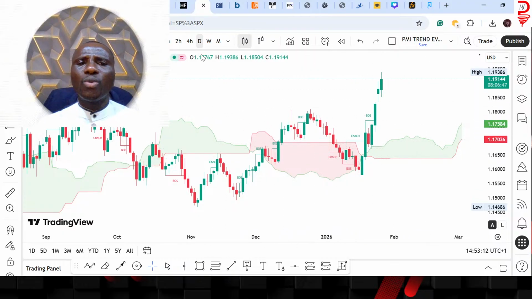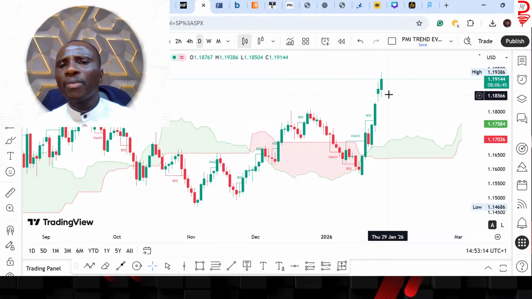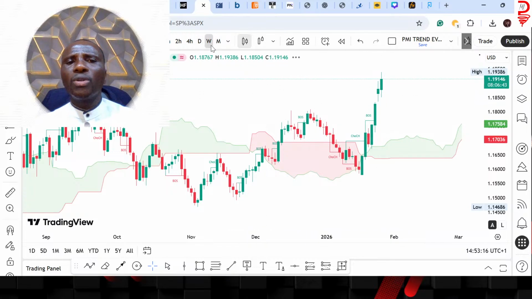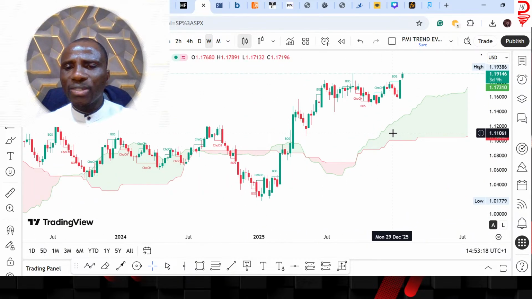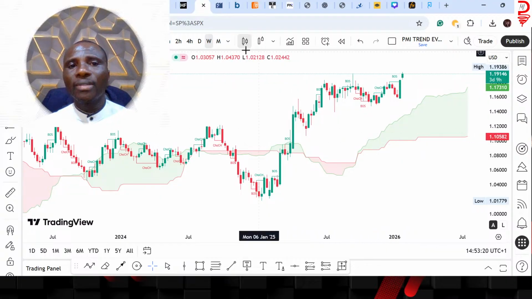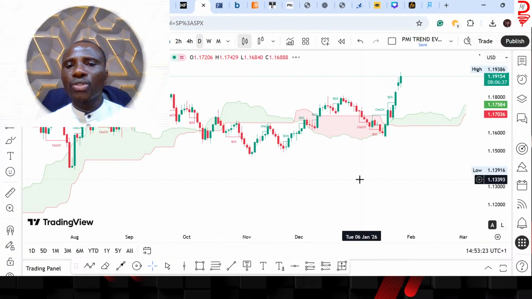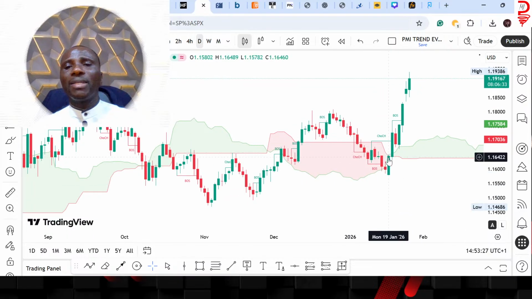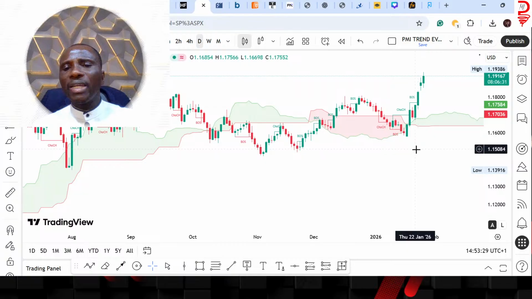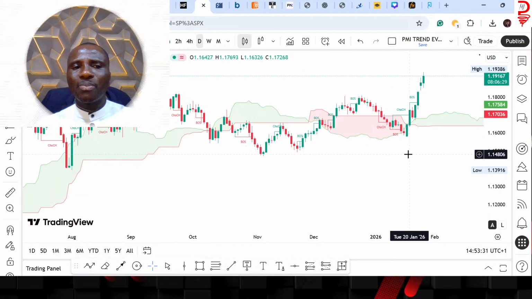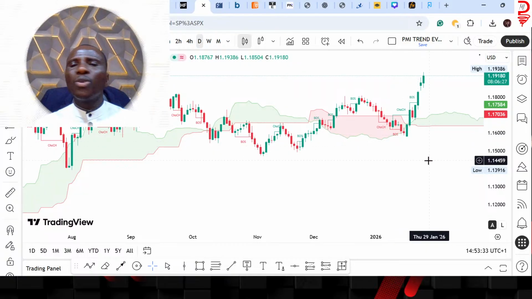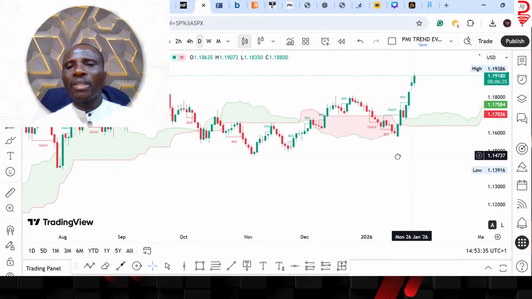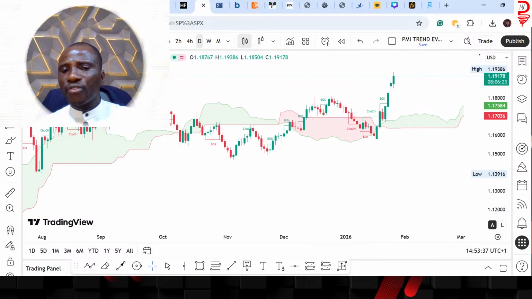So for this week, let's look at the directional bias. The directional bias is still a buy. Then what is the structure and the tide? The structure is still a buy and the tide is a buy. What that means is that for this week, looking into next week, we are expecting that Euro USD is going to buy predominantly. Now, it doesn't mean you will start buying from here.